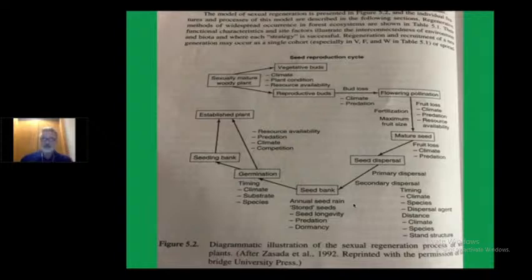Then there was some sort of seed bank or propagule bank where plant parts or seeds are stored for a certain period of time, whether it's 1 year, 5 years, however long that lasts. There's going to be predation that occurs. Those seeds somehow have to germinate. The conditions have to be right for it to germinate.